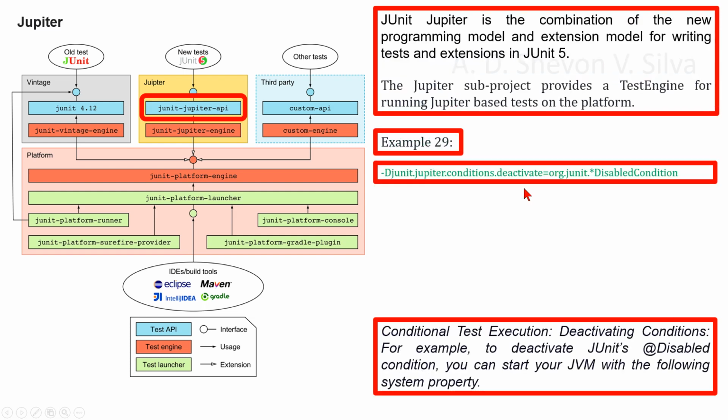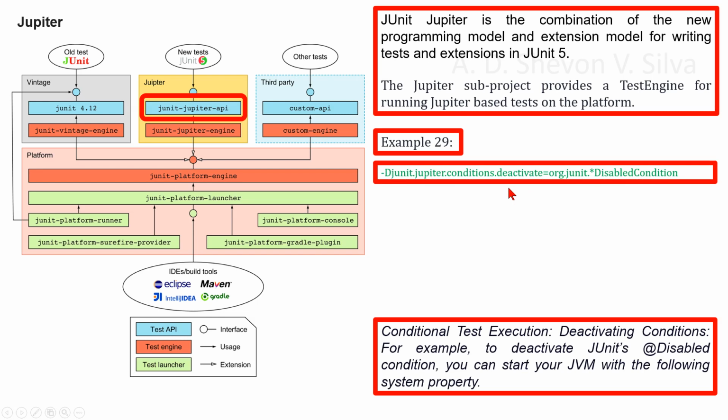Now we are considering deactivating conditions in conditional test execution. For example, to deactivate JUnit's @Disabled condition, you can start your JVM with the following system property.